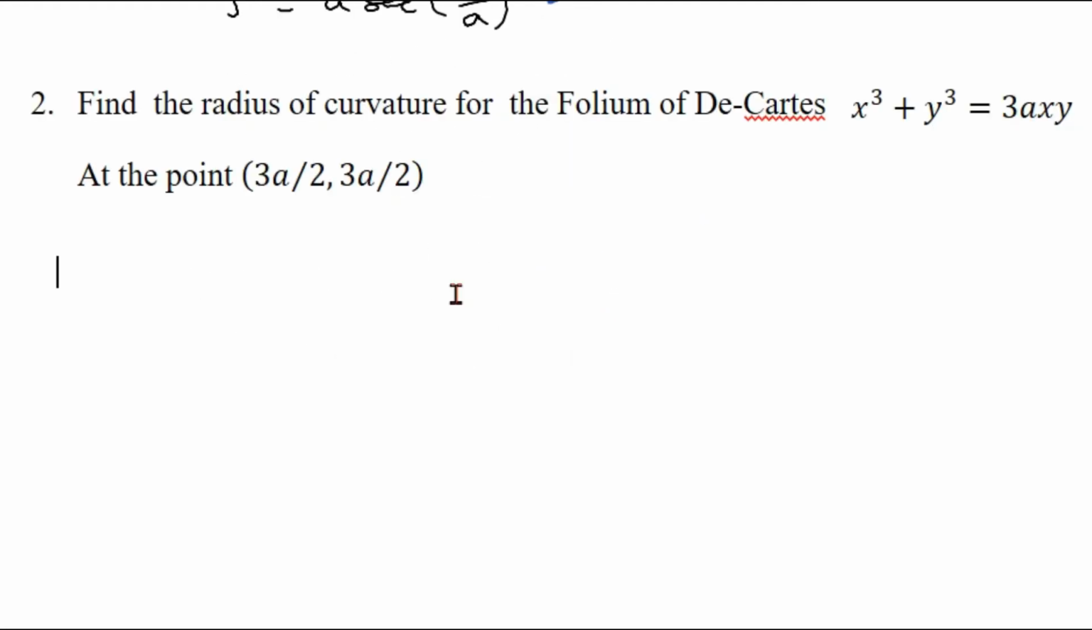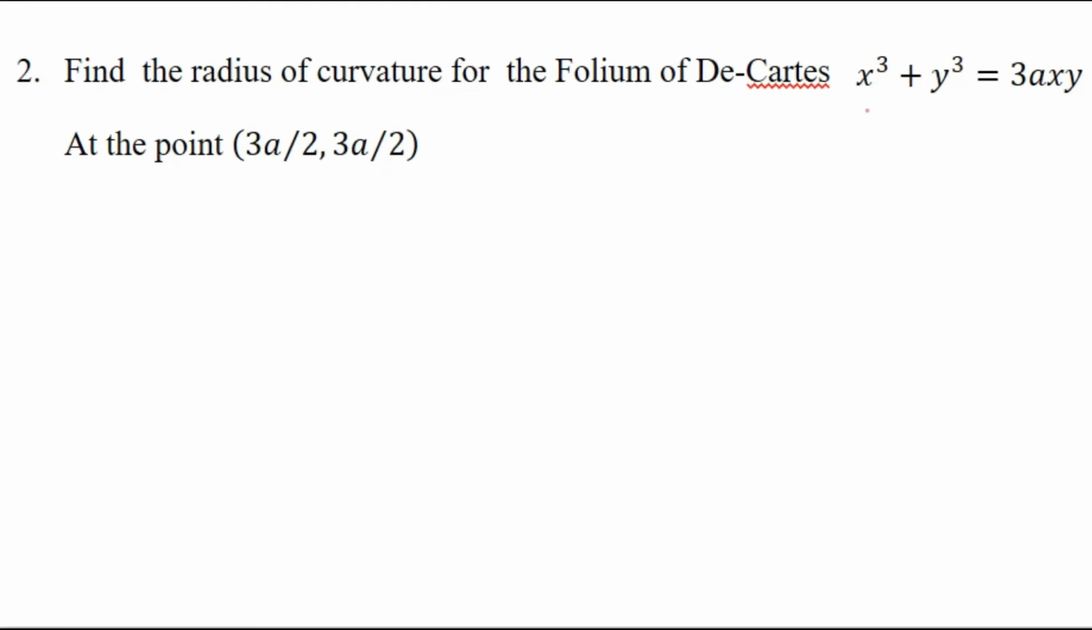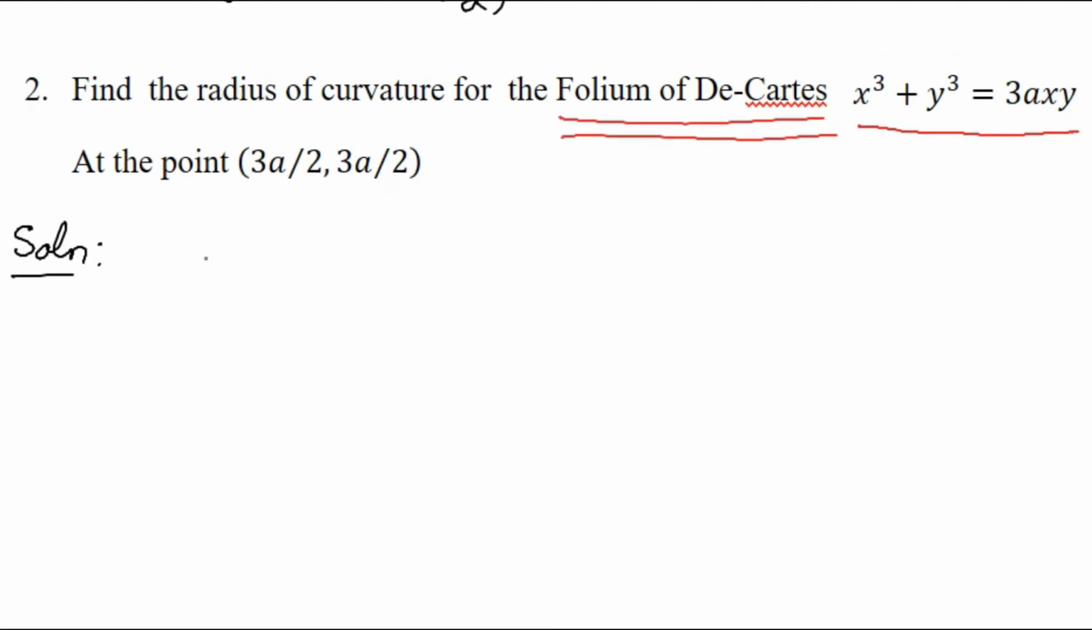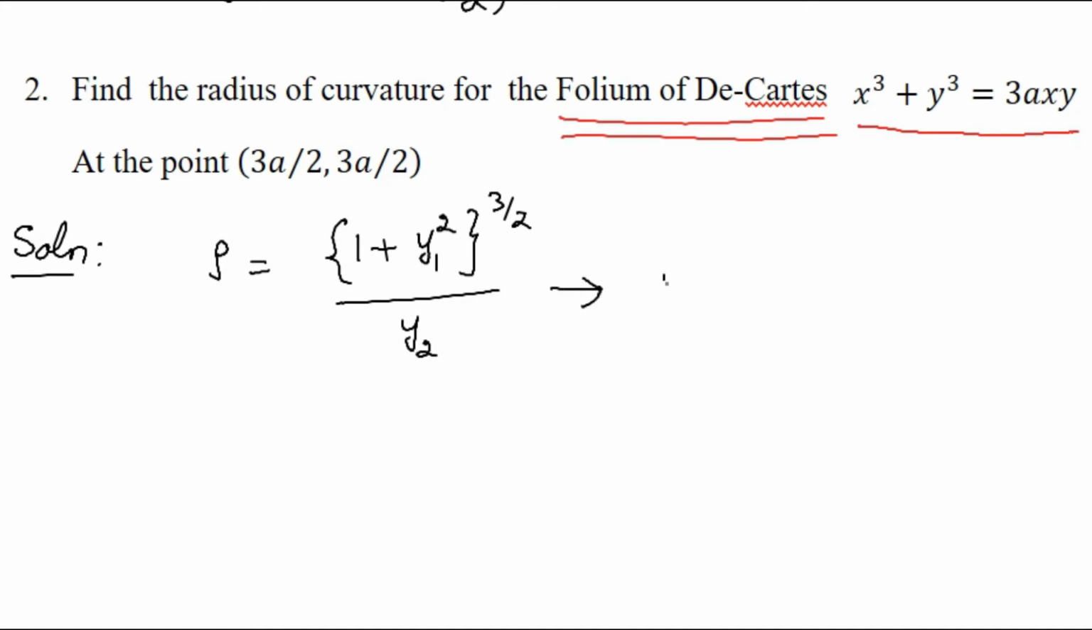The next question is find the radius of curvature for the folium of Descartes x cube plus y cube is equals to 3axy at the point 3a by 2 comma 3a by 2. So this particular curve x cube plus y cube is equals to 3axy is called as the folium of Descartes. So we know the radius of curvature formula, rho to be equals to 1 plus y1 square to the power of 3 by 2 whole divided by y2. So let us take this as equation number 1.